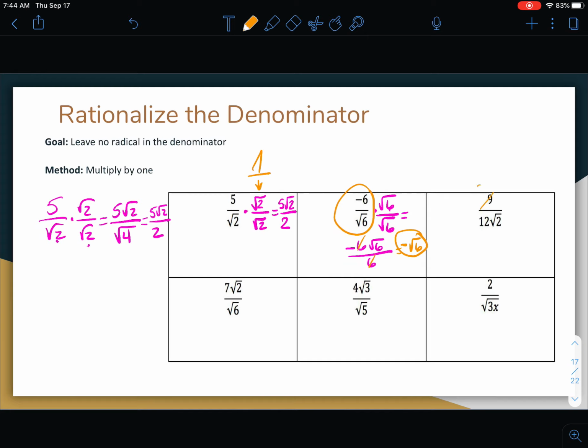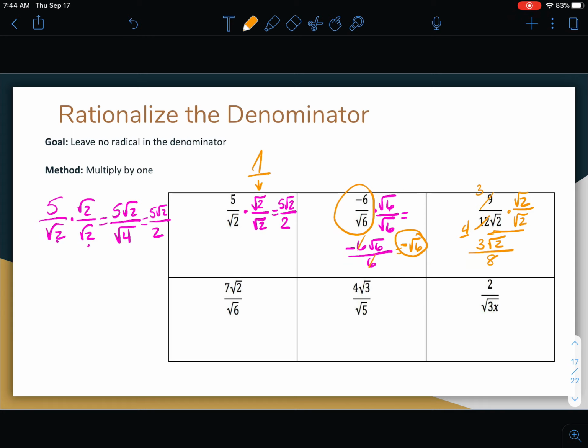Now I see this next one has a 9 and a 12. Well, I know that 3 goes in here 3 times and in here 4 times. So I can actually start simplifying there. And then I still need to rationalize that denominator. So I will get 3 radical 2 over 8. How did I get 8? That's the 4 times 2.